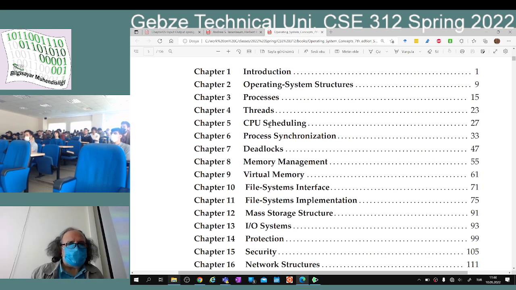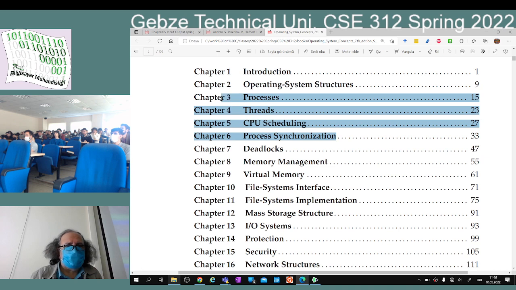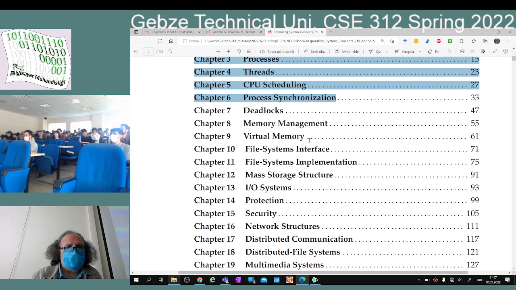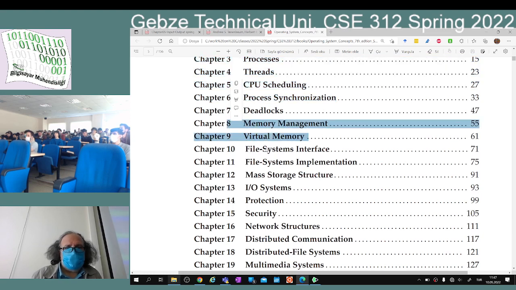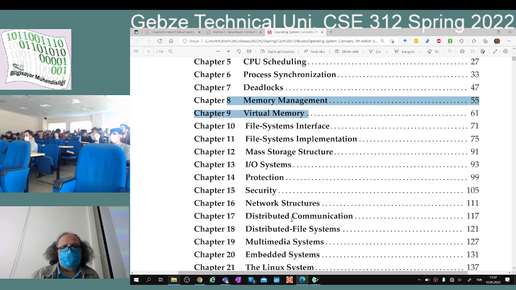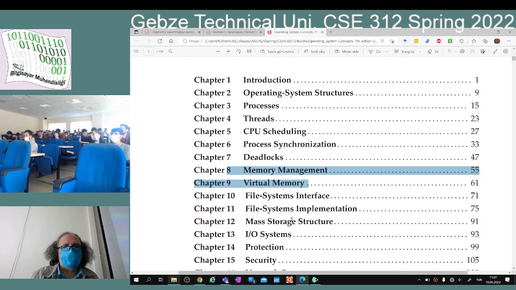Okay. The processes, threads, and CPU scheduling, process synchronization, and deadlocks are kind of early in this book. So these four stuff correspond to our chapter number 2. Then the memory management, virtual memory. Okay, that's our chapter number 3. Then the file system implementation, mass storage, and then I/O. Then protection, security, and etc. You see, the structures are always the same. They always keep talking about abstraction and the management of the resources and etc.